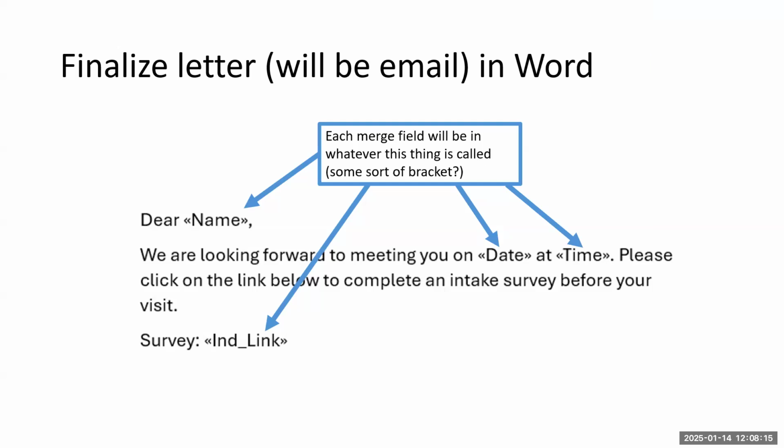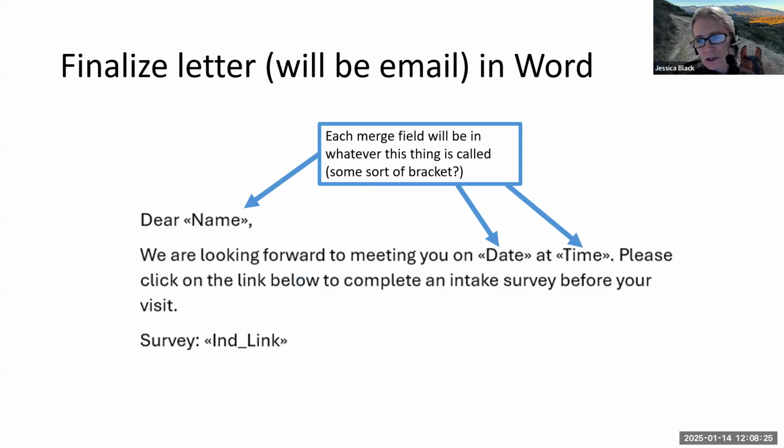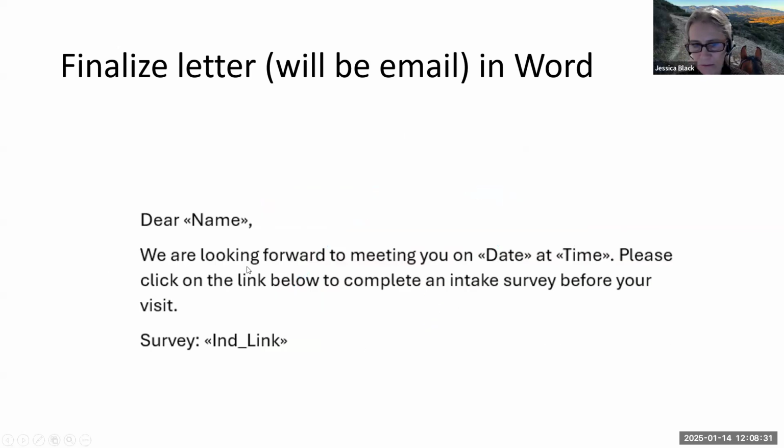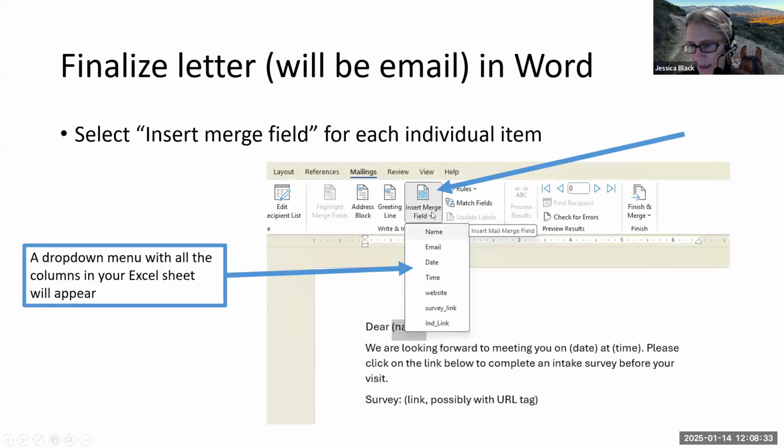So do we need to use those brackets so it makes that merge? I have them in parentheses. No, you just have to select the field. I'm going to show you on mine in a minute. You basically just have to, here I've selected where I want name to go, right? Oops, let me go up. And then I click on insert merge field and click on the column.